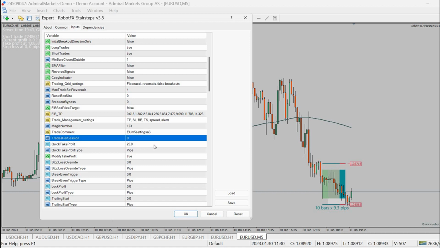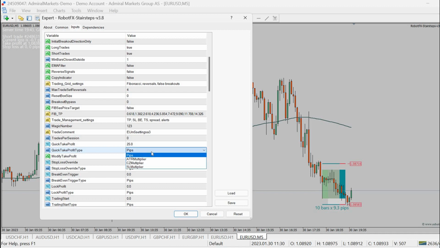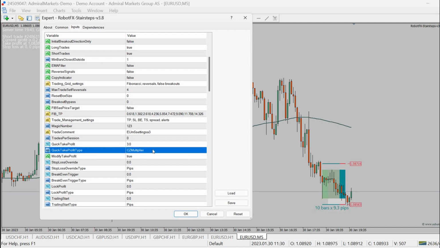The possibility to set a quick take profit. And the quick take profit, this is the take profit that we see on the chart. It can also be a multiplier of the ATR indicator, consolidation zone multiplier, or stop loss multiplier. So if I want, for example, a take profit of 3 times the consolidation zone, I'll just set quick take profit 3 and use quick take profit type consolidation zone multiplier.